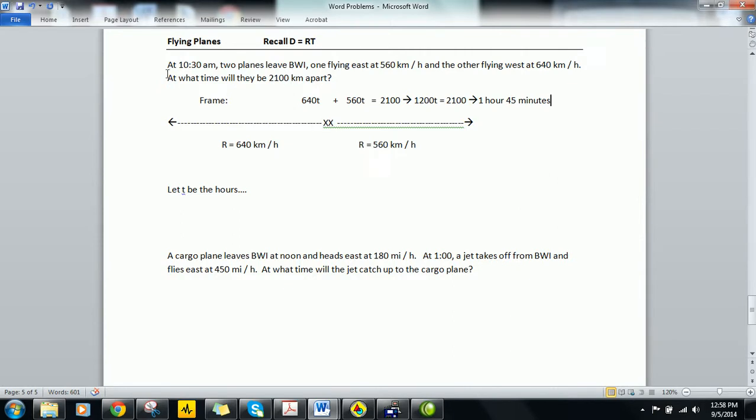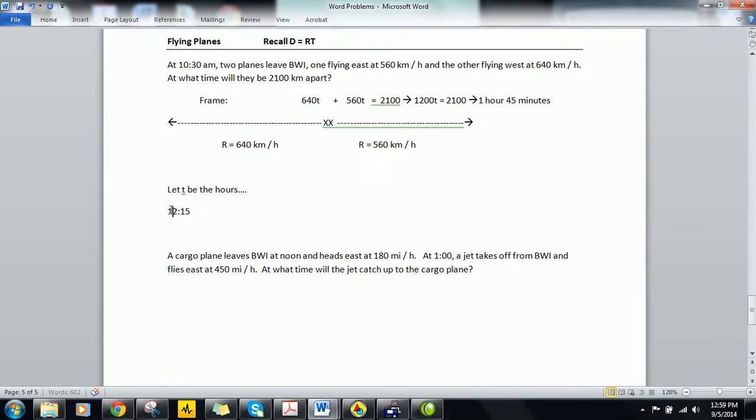Now I just have to take into account the 10:30. Up until now, that was irrelevant. The only reason I needed it is to answer the final question. So I'm going to add an hour and 45 minutes to 10:30. Two hours would be 12:30. Subtract 15 minutes, and that's 12:15. They're both traveling for the same time, so I add that to their starting time, and I get 12:15.